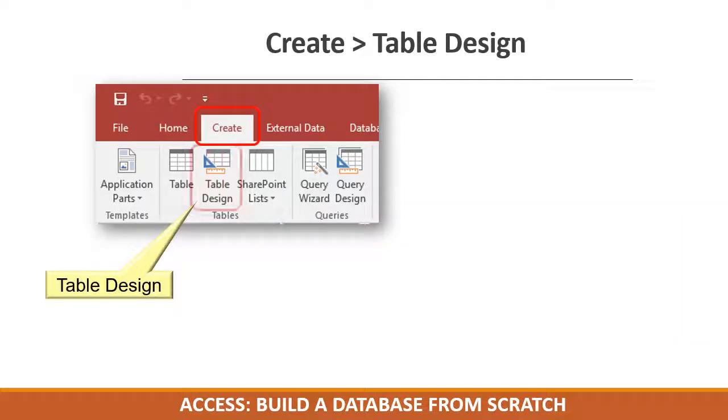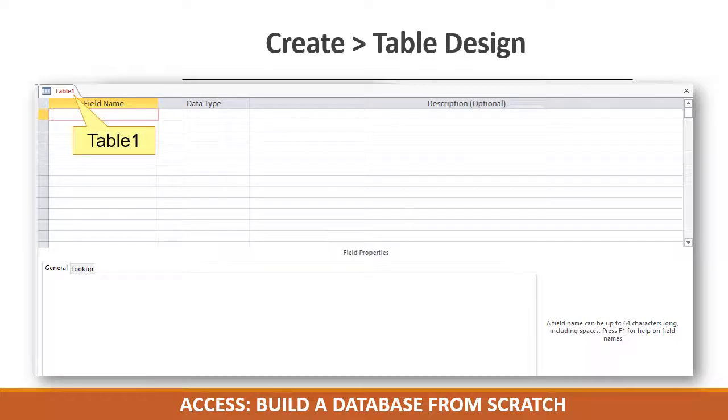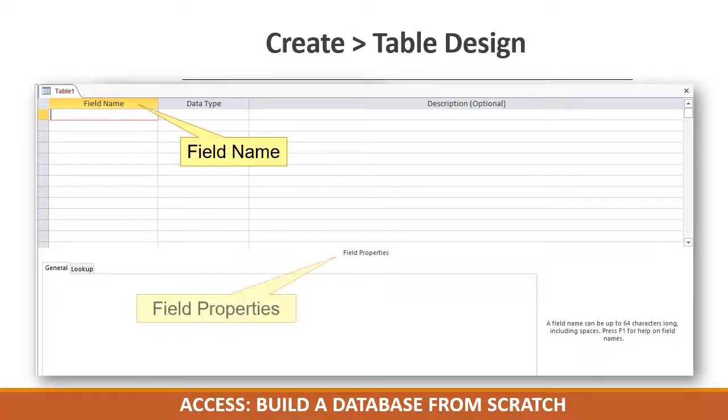Under the Create tab, click Table Design. This opens a new table called Table 1 in the Design view, where you can see and add field names and properties. You can always add them later, but it's best to do it before you start adding data. We want to associate an activity with each resident, so this will be the Activities table.